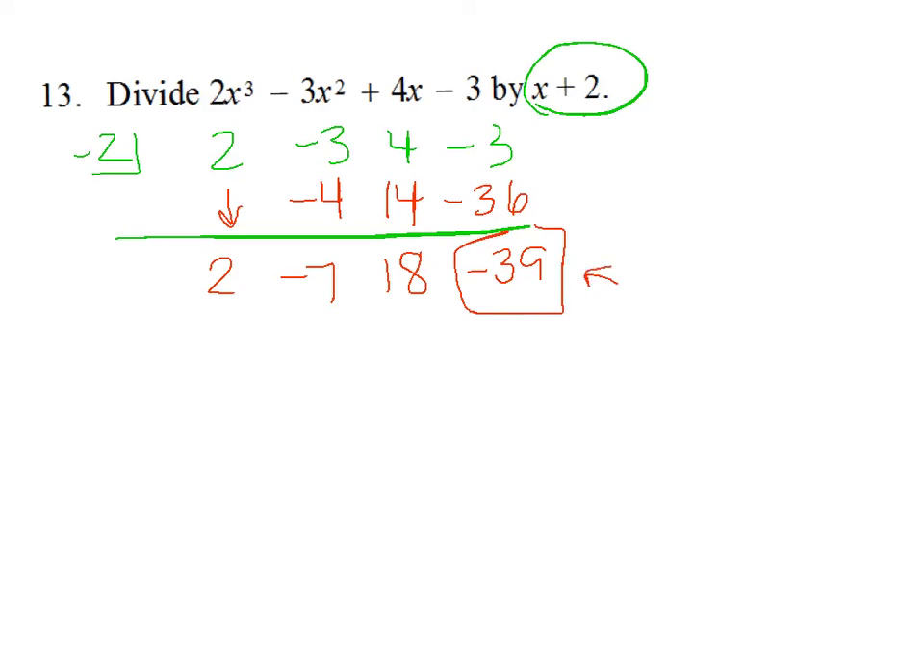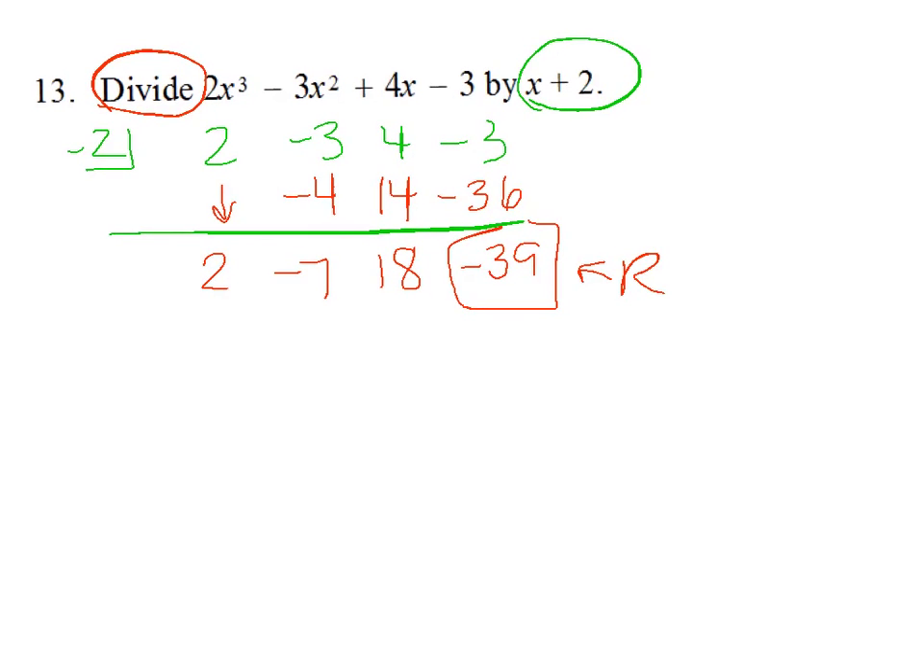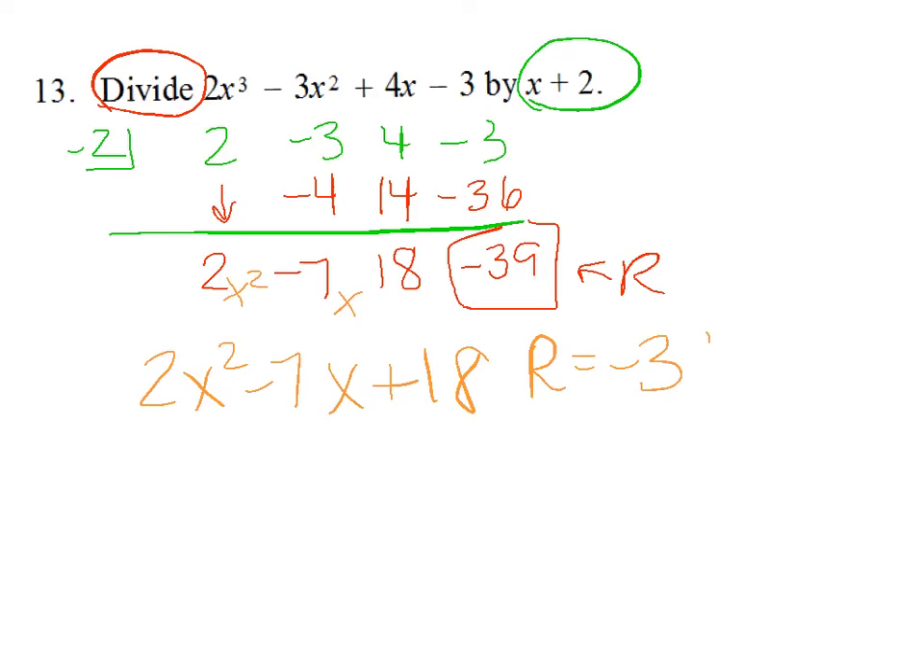So that's my remainder. But because it just said to divide, I need to say what the quotient is, including my x's. So remember, if your degree starts out as 3, when you put your x's back in, you need to drop your degree by 1. So I'm going to start with x squared, then x. So my answer is 2x squared minus 7x plus 18, remainder negative 39.